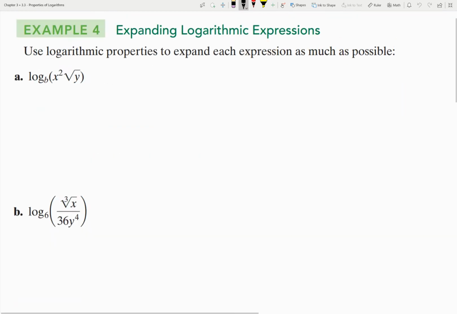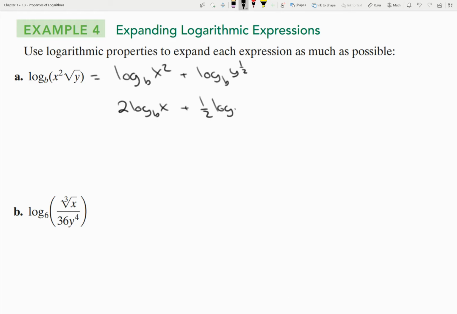Okay, so let's expand some of these as much as possible. Okay, so the first thing that you're going to do is separate them with, in this case, addition, and in part B, subtraction. So my first step is log base b of x squared plus the log base b. I could leave it as the square root of y, but I'm just going to change it to y to the 1/2. Now I use the power rule, log base b of x plus 1/2 log base b of y. Now that is expanded as much as possible.